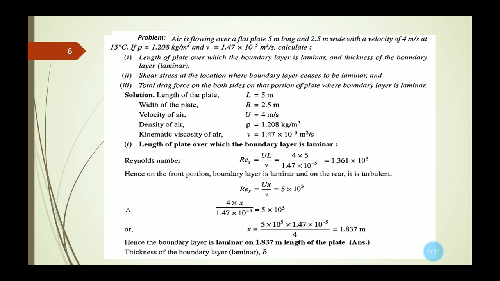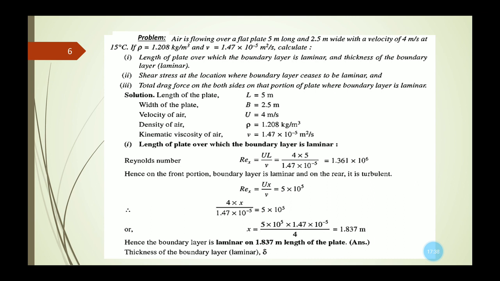Now this nu is the kinematic viscosity, the ratio of dynamic viscosity mu by rho. So we can write the formula of the Reynolds number for a flat plate: Re = ux by nu. Here x is the length of the plate; as we are considering the total length, we write the total length capital L, which is 5 meters. So Rex is calculated as 1.361 × 10^6.